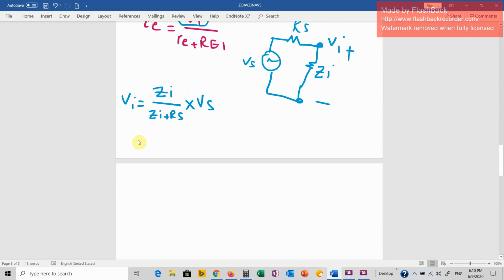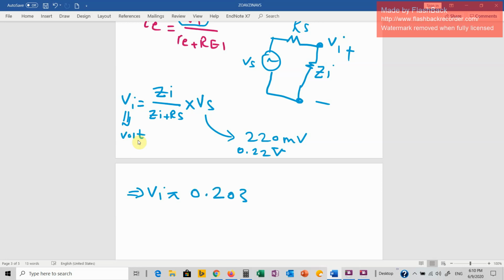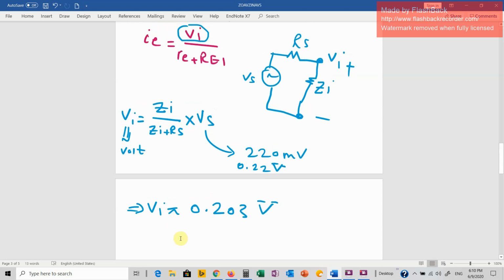So you just substitute those numbers. If you want this in volts, substitute this in volts as well, so it is 0.22 volt. And this in kilo ohm and this in kilo ohm, it doesn't matter, it is a ratio. So you can find out that Vi is approximately equal to 0.203 volt. Okay, so now everything is ready.